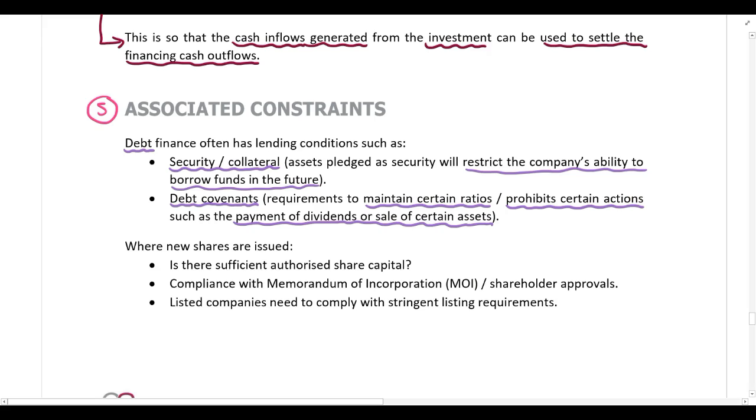When it comes to equity finance or issuing new shares, you obviously need to make sure that there's sufficient authorized share capital available. The company needs to make sure that they comply with their memorandum of incorporation in terms of any necessary shareholder approvals. And in addition to that, if a company is listed, they obviously need to comply with the stringent listing requirements.